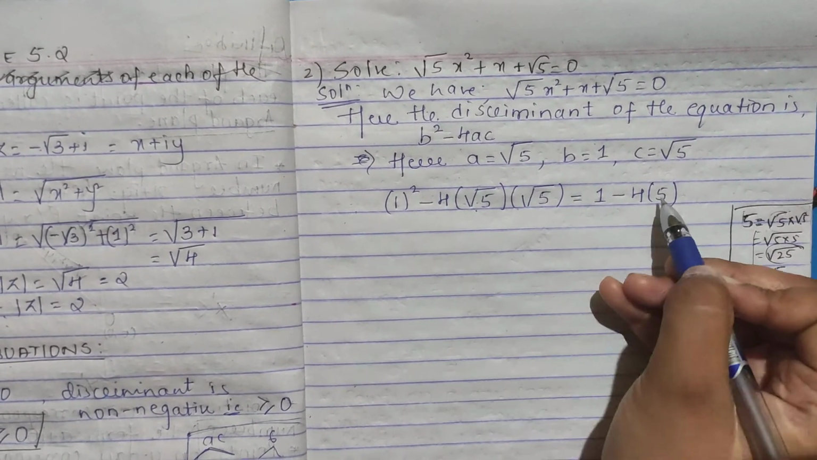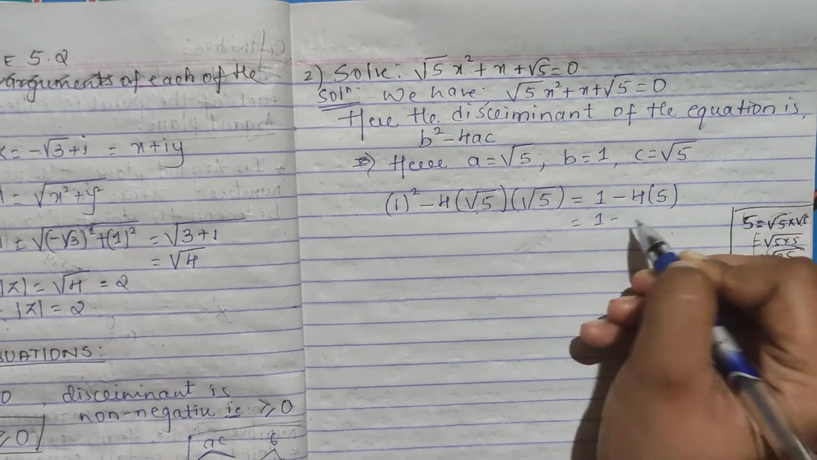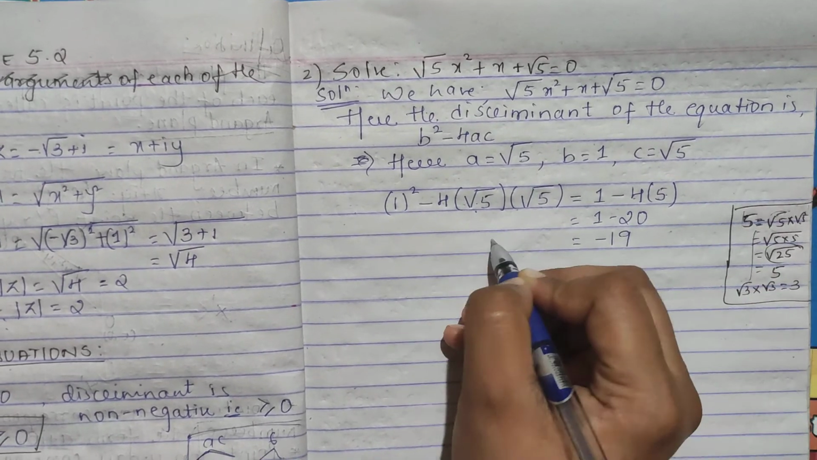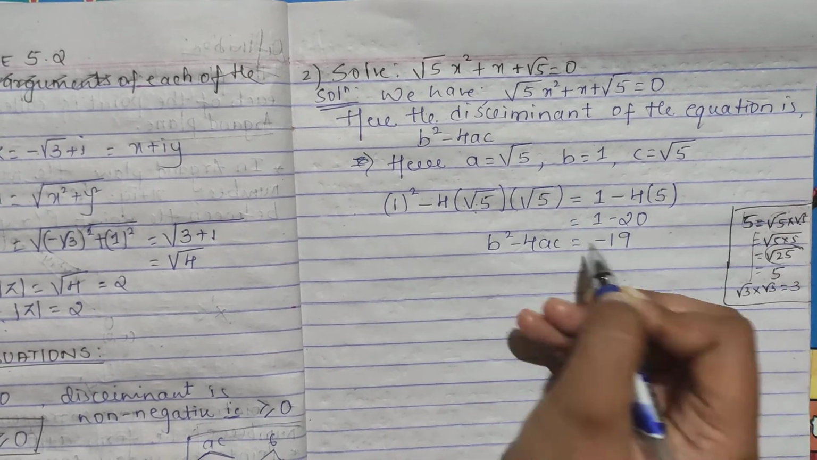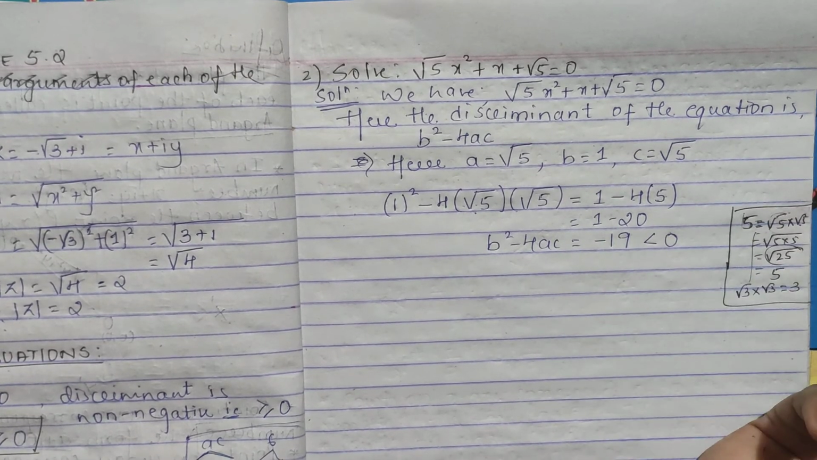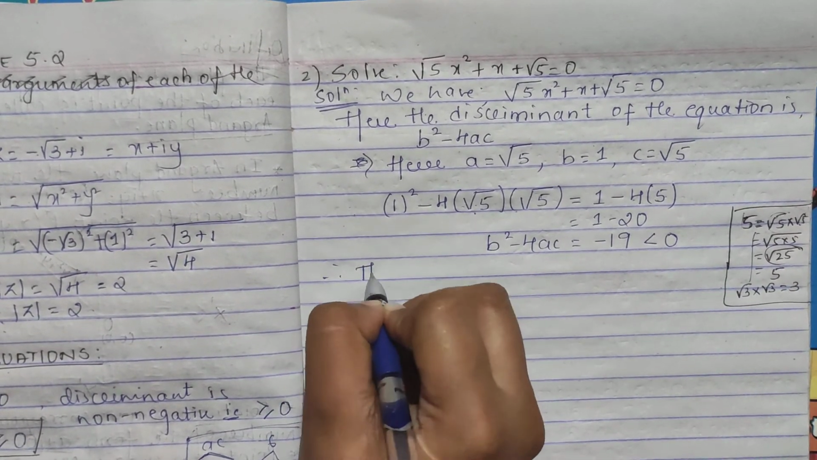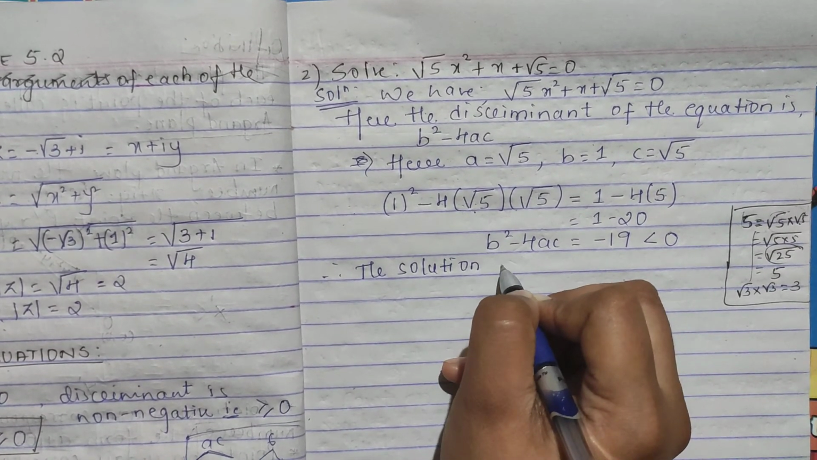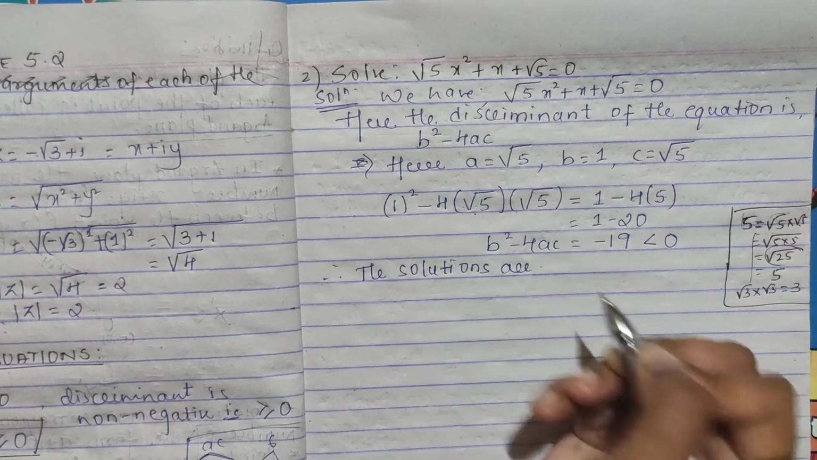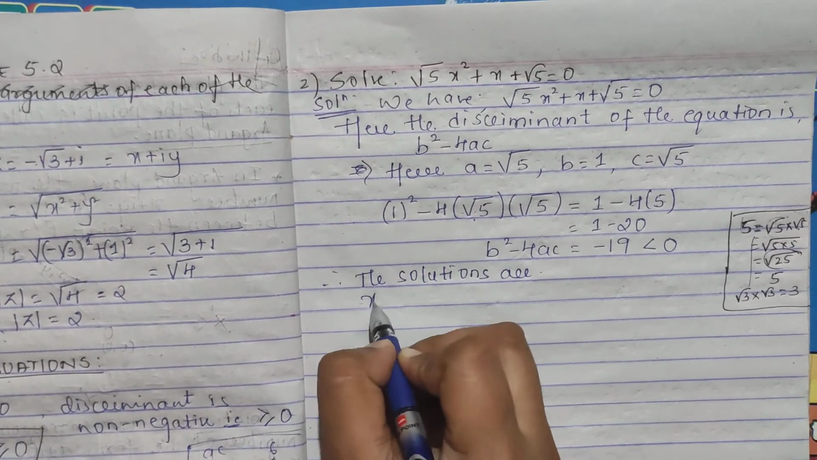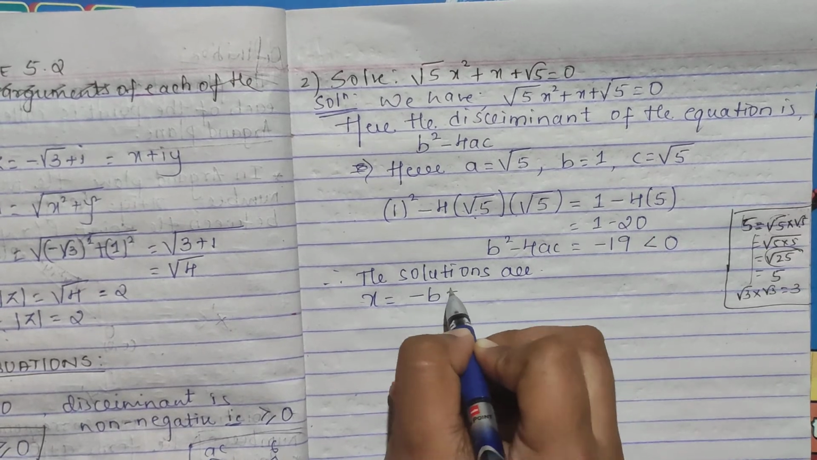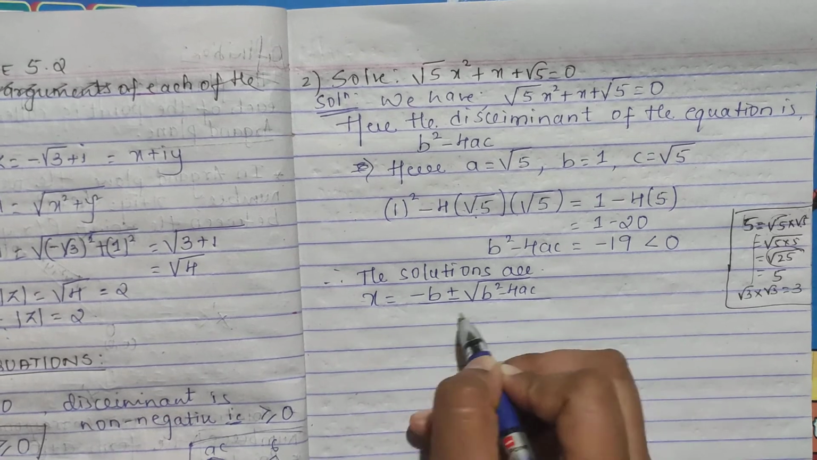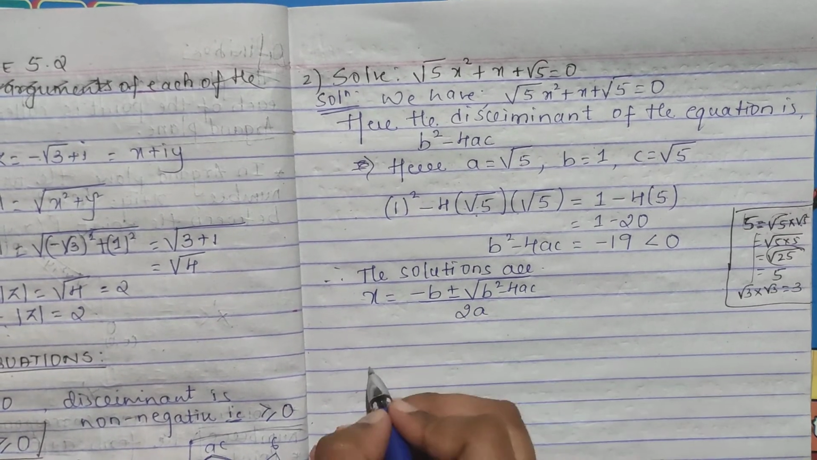So √5 into √5 is 5. You are getting 1 minus 4 fives, which is 20. So 1 minus 20, you are getting −19. So b² − 4ac is −19, which is negative. Therefore, these solutions we will solve, because we get plus or minus. The solution is x = (−b ± √(b² − 4ac)) / 2a. This is the solution.